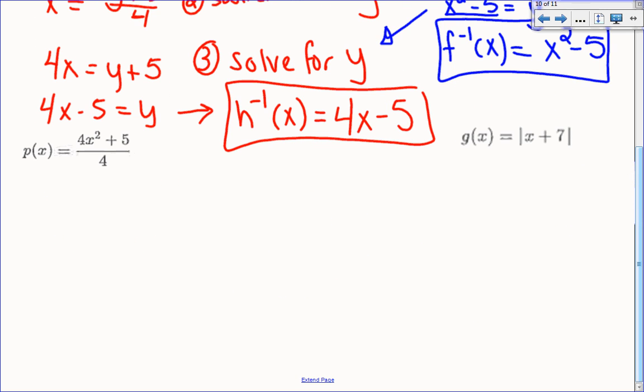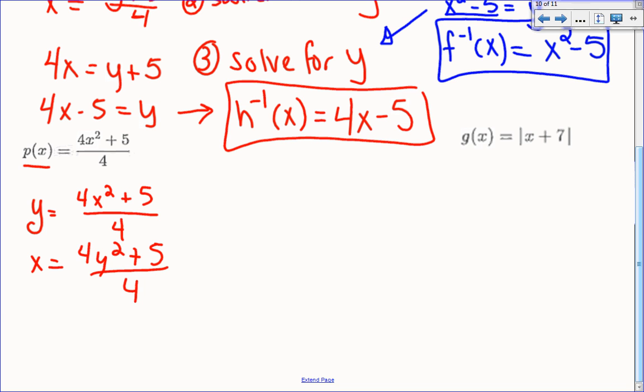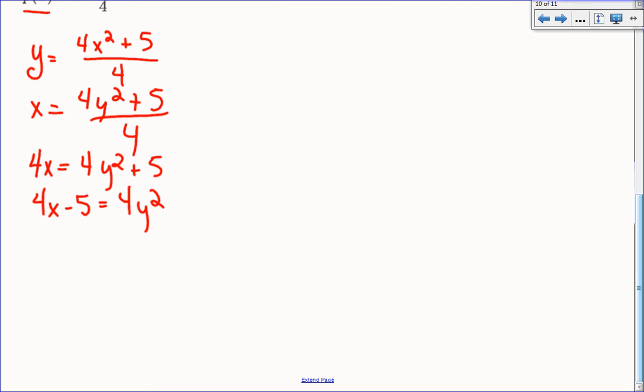Okay, a couple more examples. Here we've got p of x, so we'll replace that with y. We're going to switch x and y. We're going to get x equals (4y squared plus 5) over 4. We'll multiply our 4 over: 4x equals 4y squared plus 5. We'll minus 5, and then we'll divide by 4. So we have (4x minus 5) over 4.